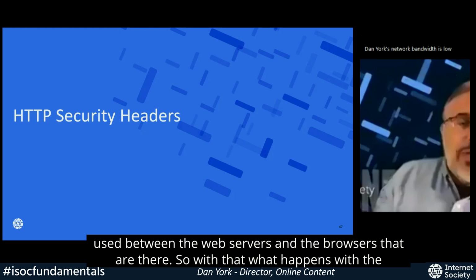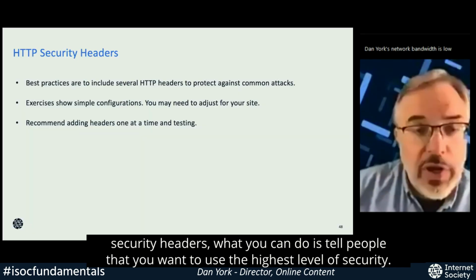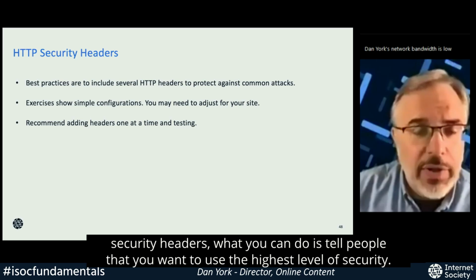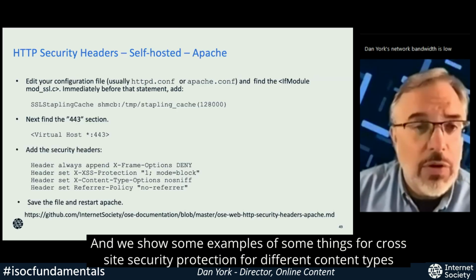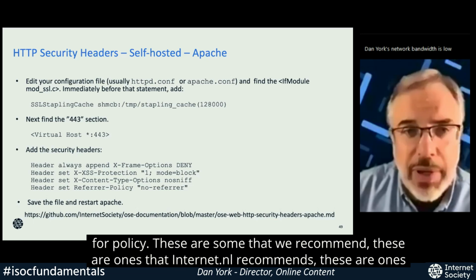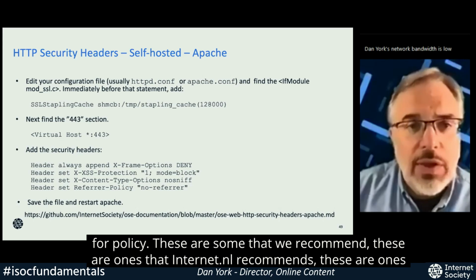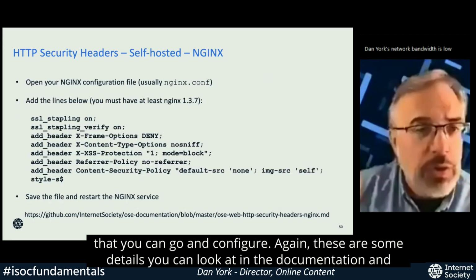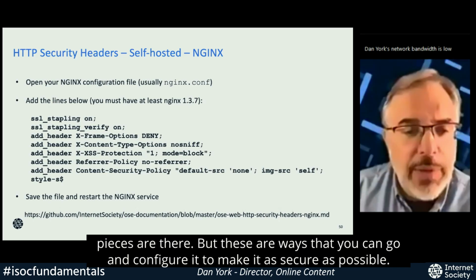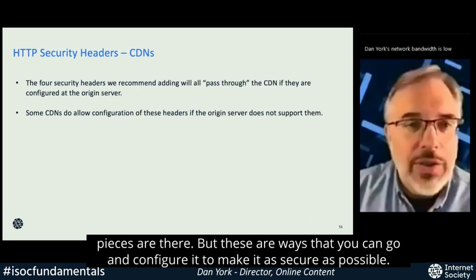So with the security headers, what you can do is tell people that you want to use the highest level of security. We show some examples of things for cross-site security protection, for different content types, for policy. These are some that we recommend. These are ones that Internet.nl recommends. These are ones that you can go and configure. Again, these are some details you can look at in the documentation. But these are ways that you can configure to make it as secure as possible.